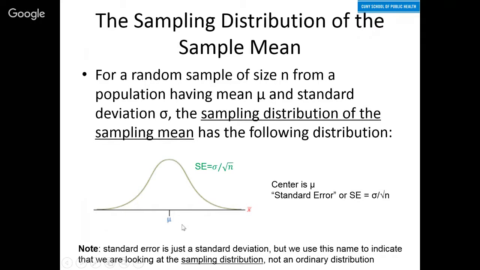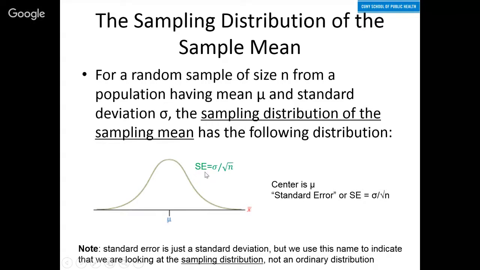So just summarizing that, for a random sample of size n, the sampling distribution of the mean will have the following distribution. It'll have the same mean as the population. It'll have a standard deviation, which is the standard error, the population standard deviation divided by the square root of the sample size. And for a large enough sample size, it'll be normally distributed.